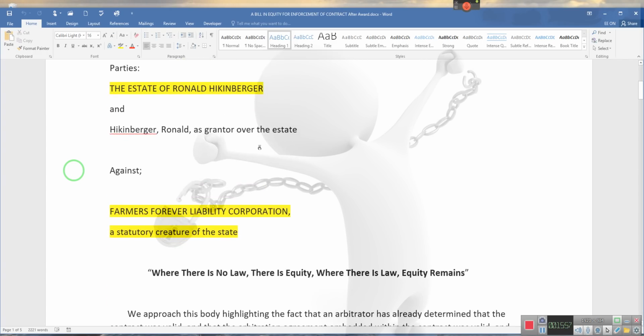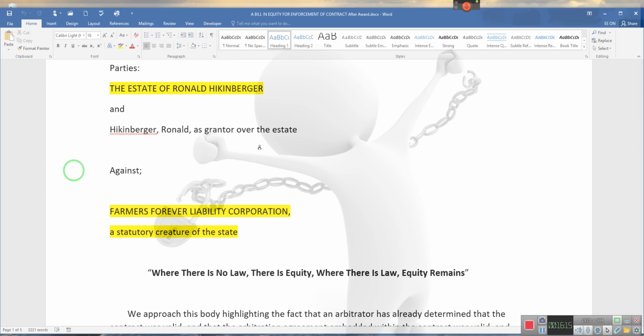Then it says name of the party. This is Ronald Heichenberger. Heichenberger? Man, I knew a Heichenberger. I didn't know a Heichenberger. I just took the name right off the side of my head. Side of your head? The side of my head, like the side of my neck.